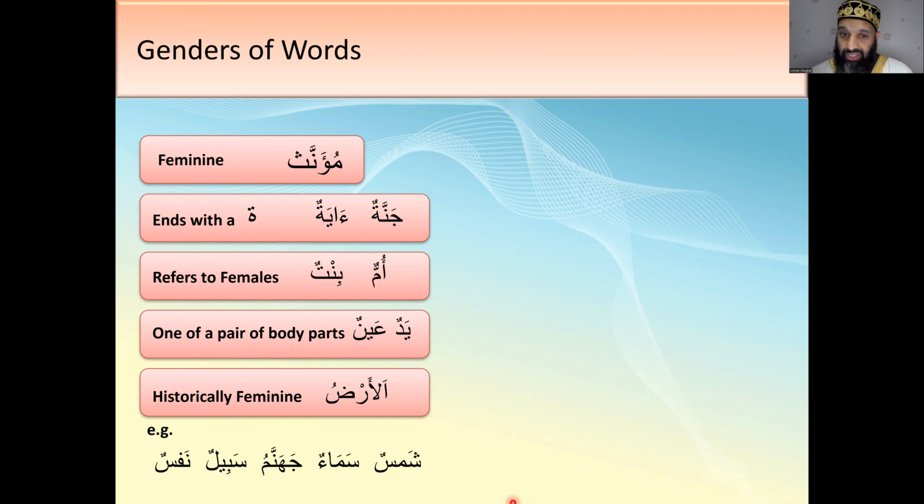English doesn't have this gender. In English, you will just say it for everything. It doesn't have masculine and feminine, right? But if you know another language apart from English, if you know Urdu or French, and there are others as well, then you'll appreciate what I mean, right? So how can you tell in Arabic if a word is masculine or feminine?